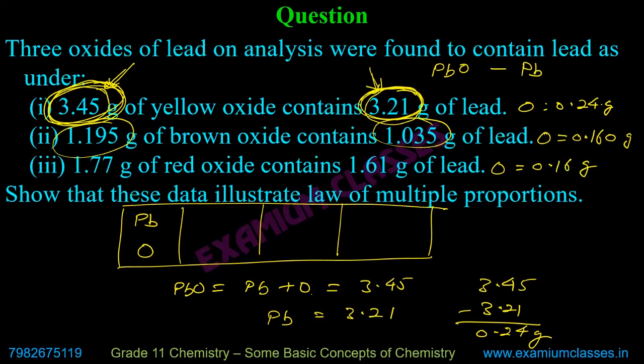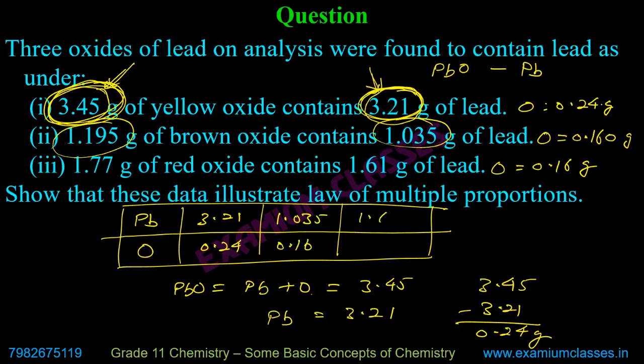Third, 1.77, same oxygen. Yes, it is same. Anyway, so we calculated that oxygen, in this case, lead is 3.21, oxygen is 0.24. In second case, lead is 1.035, oxygen is 0.16. In this case, lead is 1.61 and oxygen is 0.16. Any confusion till here, you need to ask.